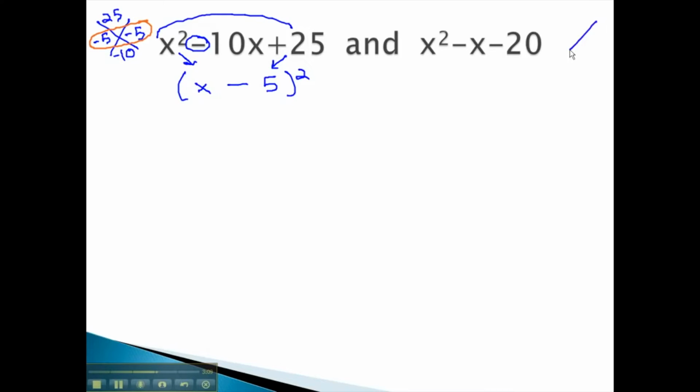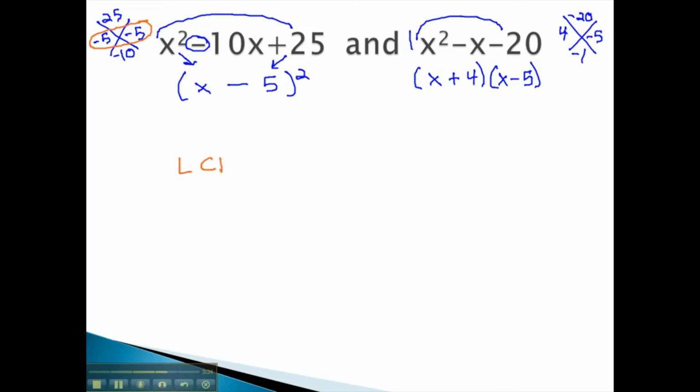We can factor our second polynomial using the AC method as well, multiplying to negative 20, adding to negative 1, and this is done with 4 and 5, where the 5 is negative. Because we have a 1 in front of the x squared, we have x plus 4 times x minus 5.